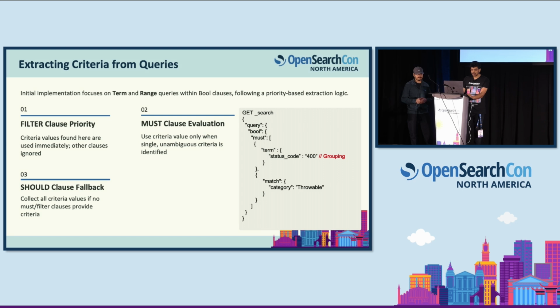Let's go a little into detail on these two steps. The first one is figuring out a grouping criteria based on the query being executed. To start off, we focused on Boolean clauses with term and range queries, using priority-based extraction logic. As soon as the query comes to OpenSearch, it tries to figure out whether there's a filter clause. If in that filter clause we find a grouping clause, we short-circuit the must and should clauses. If we don't find it, we go to the must clause and do the same thing, and then fall back to the should clause.